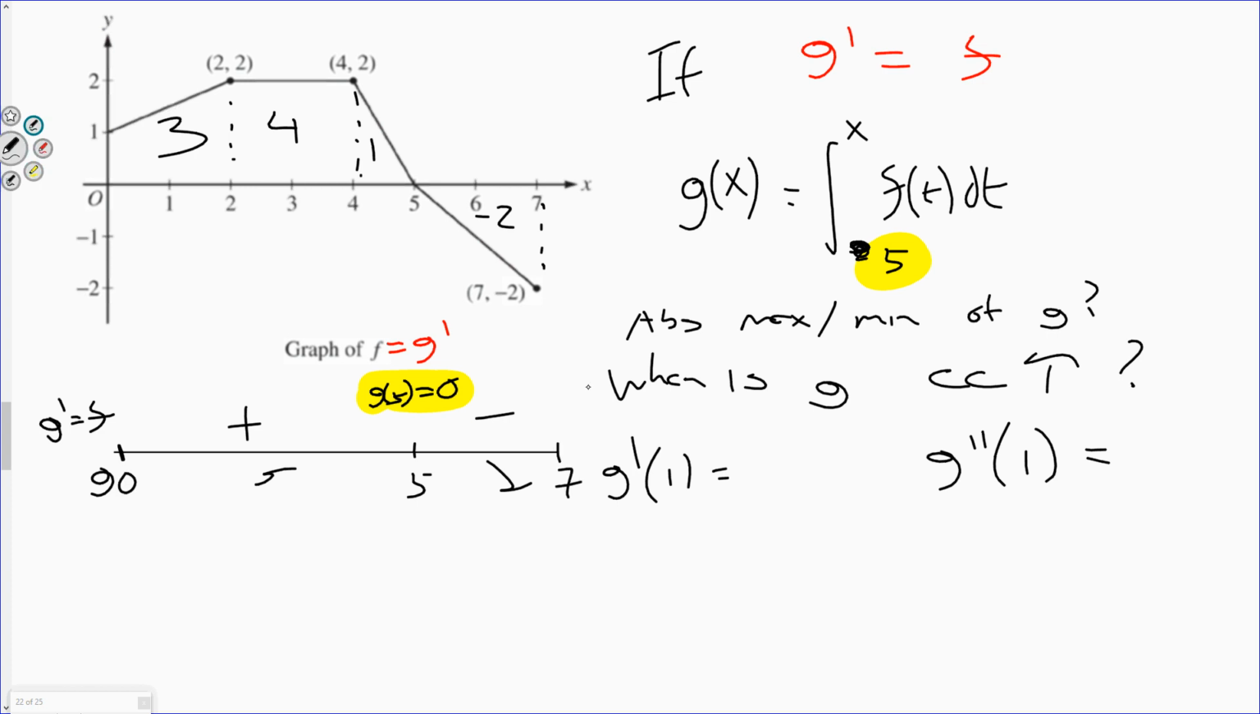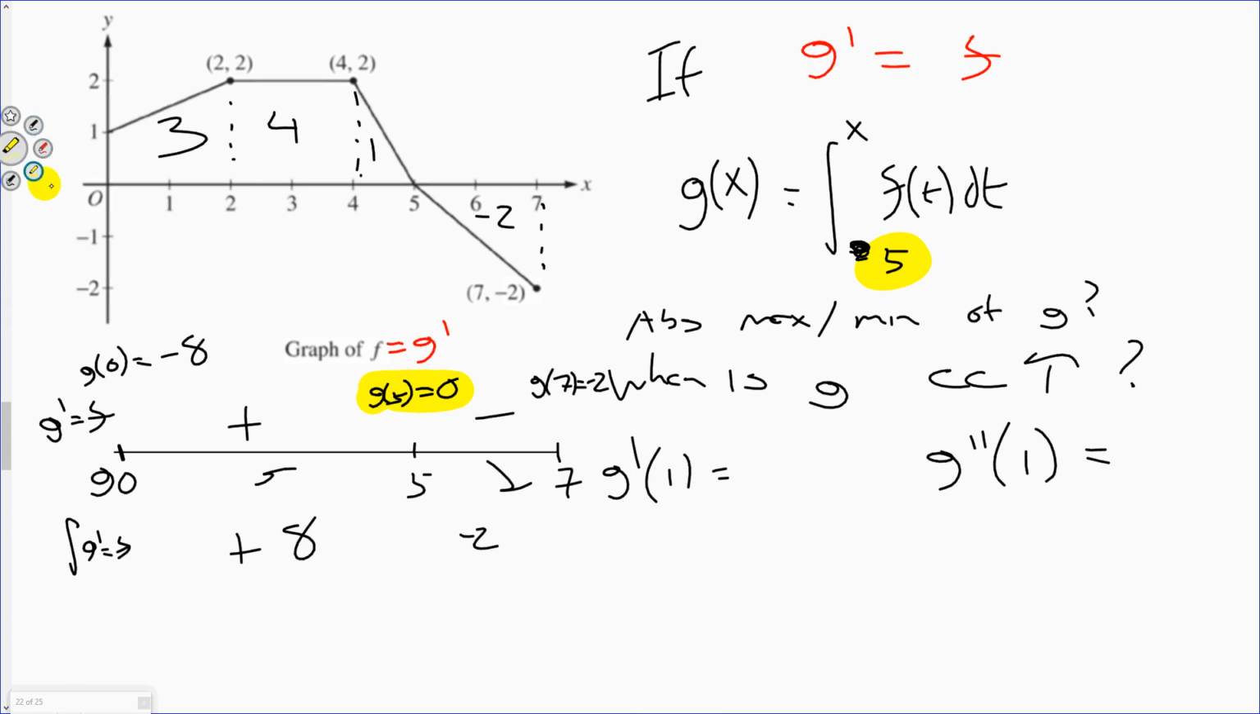Well, I know that this area from 5 to 7 under G prime, this area under F is -2. I know that G of 7 has to be -2. That is a min candidate. However, 3 plus 4 plus 1 is a positive 8, which means I'm increasing 8 to get to G of 5 equals 0, which means if I go back in time, I know G of 0 is -8.